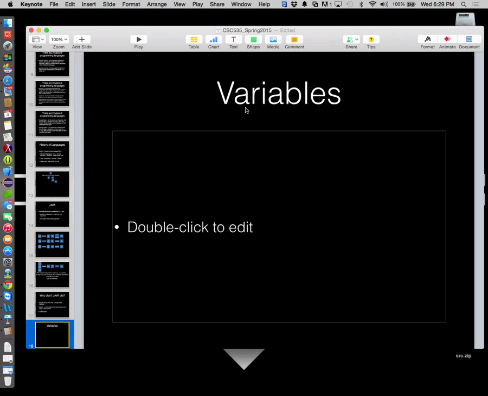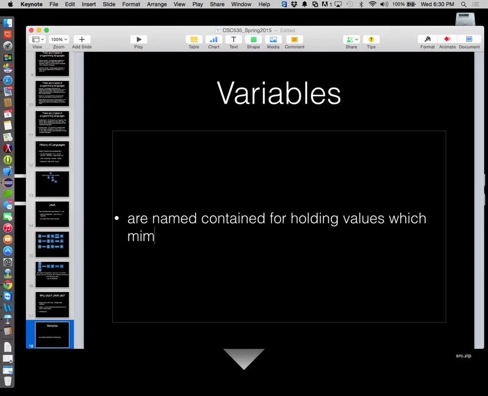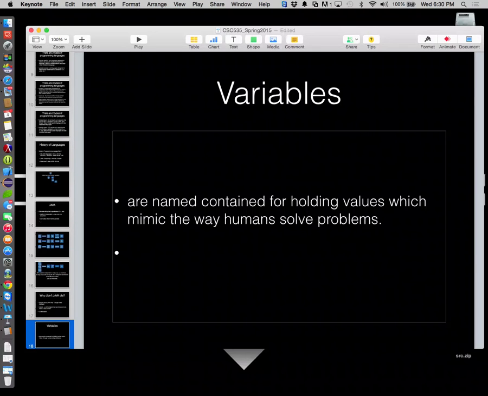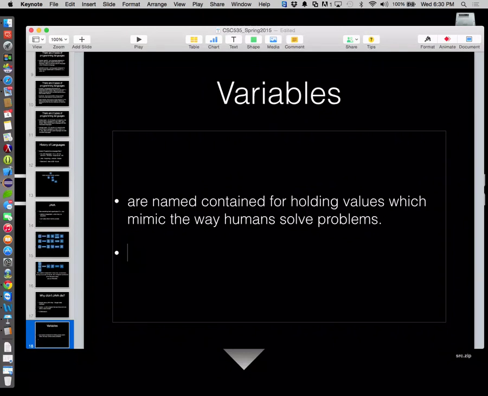Okay, so let's talk about variables. Variables mimic, well, let's say this: these are named containers for holding values, which mimic the way humans solve problems. Okay, that's what a variable is. Now I say a named container.